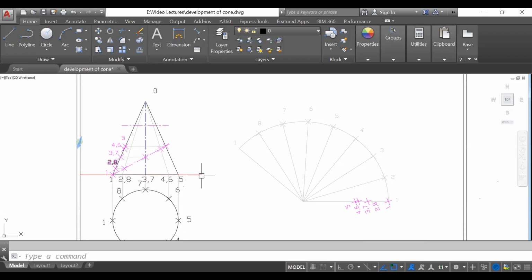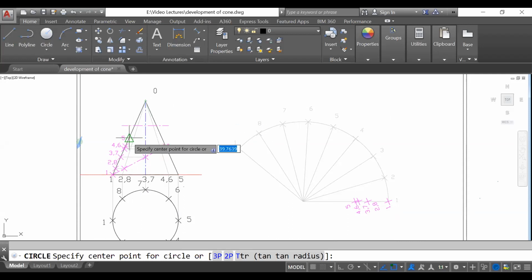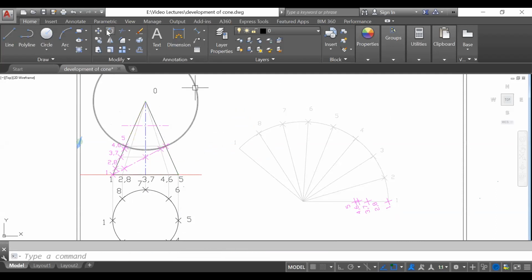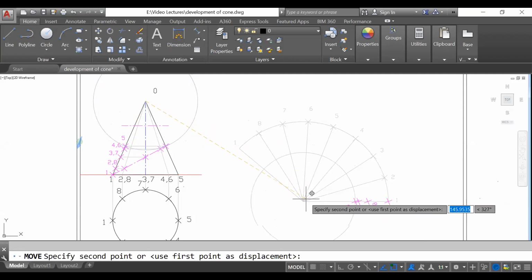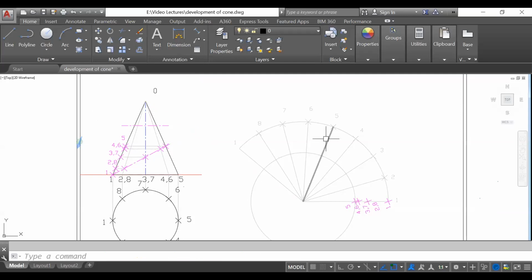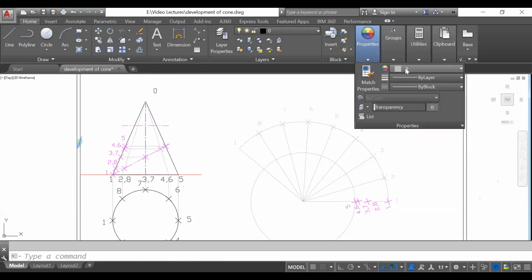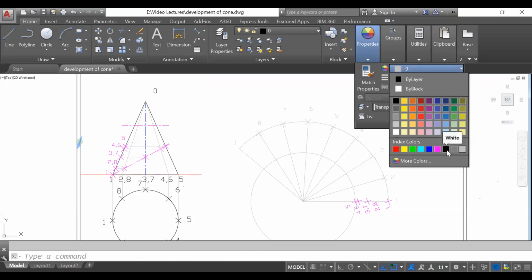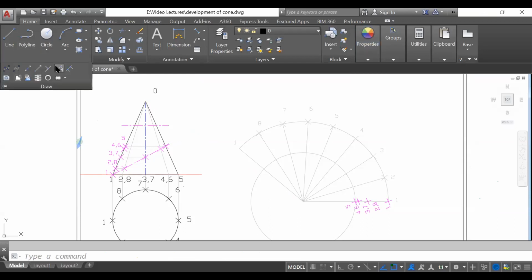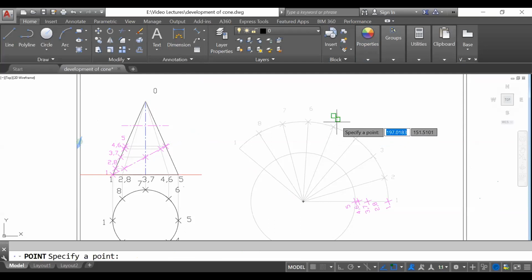So either I can copy these points along this line, or another method is that you can draw a circle. Suppose I want to mark point 5, which is on number 5. I have to take the circle like this and then move it, very similar to the pyramid, from 0 to this 0. So 5, and then I have to mark the number 5 point. I will use black color now. So mark point 5 here, you have to mark it like this.